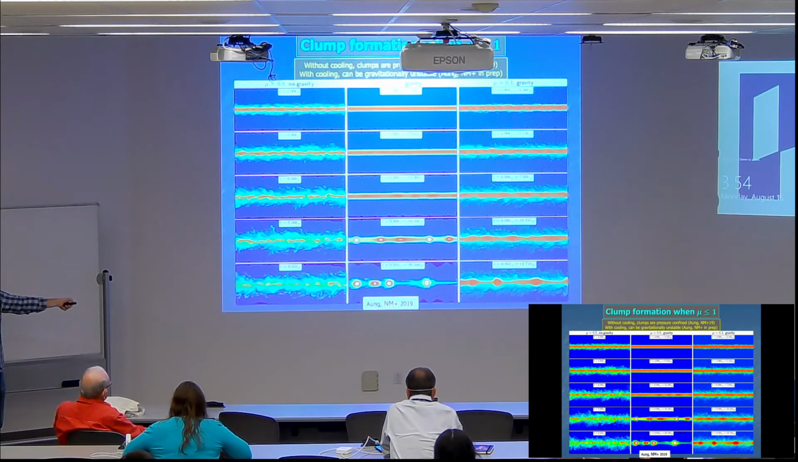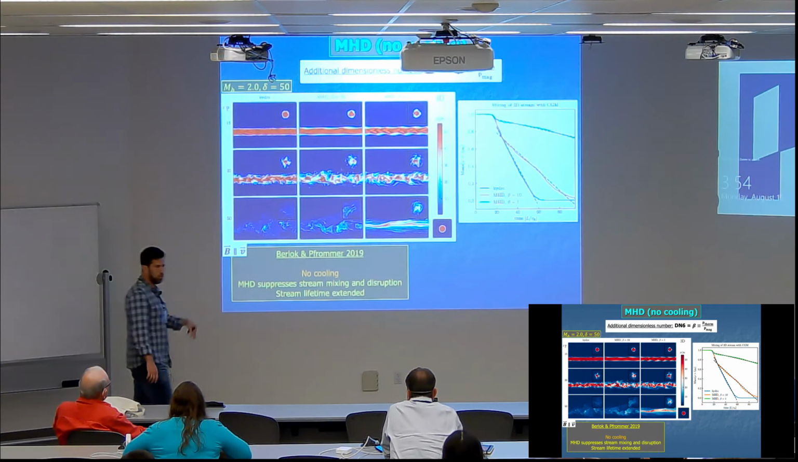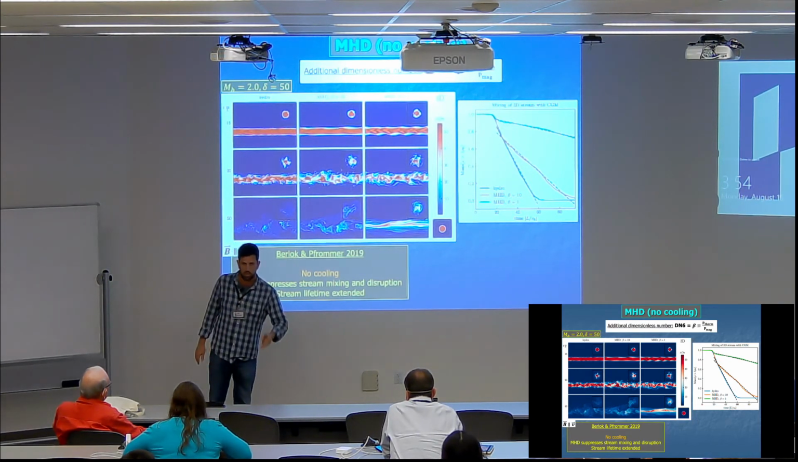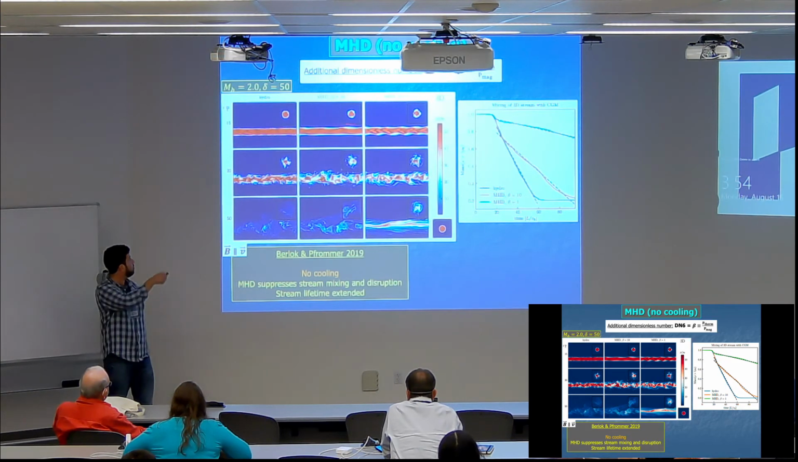You indeed see the formation of these dense bound clumps. But in the interest of time, I want to skip to the final topic, which is what happens when you include magnetic fields. This is not new. This is not my result. This is from Berlok and Pfrommer 2019.